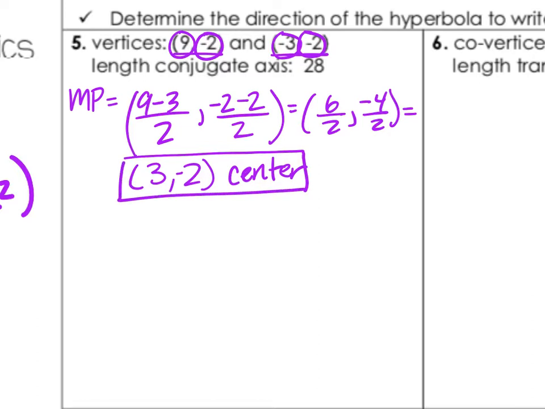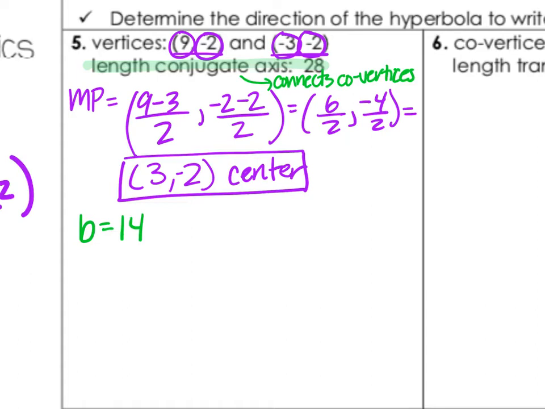And remember, center is HK. Now we need to find A and B. It says here that the length of the conjugate axis is 28. Now, if you recall from the hyperbola notes, the conjugate axis connects the co-vertices. Now, the distance between the center and a co-vertex is B. So the distance between two co-vertices is going to have to be 2 times B. So we can infer here that B is going to have to be 14.